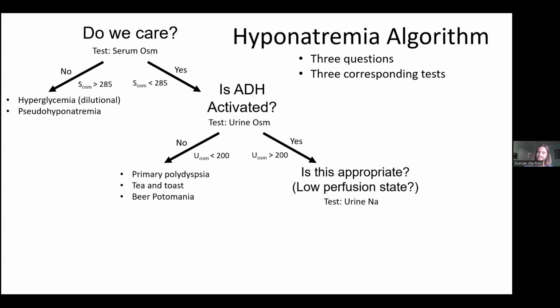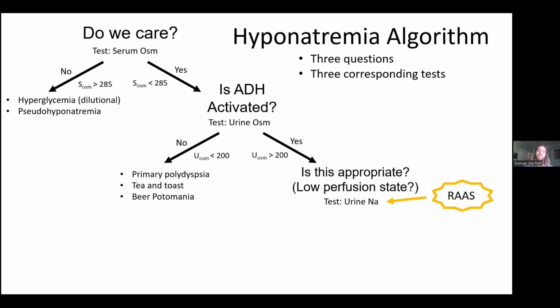And so the key test here is the urine sodium. The reason the urine sodium is helpful is because if we're truly in a state of low perfusion to the kidneys, the primary mechanism that should be trying to retain sodium and volume is the renin-angiotensin-aldosterone system. And so if this is truly a low perfusion state, the RAS system should be activated.